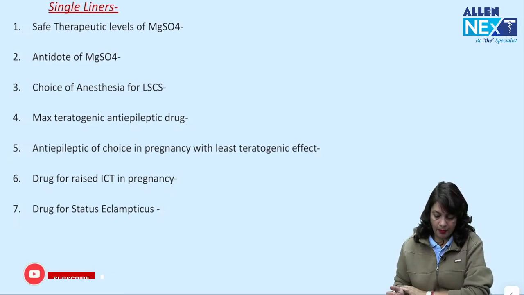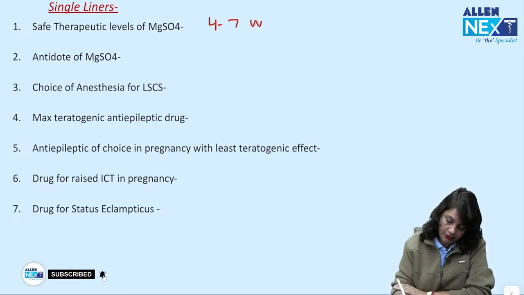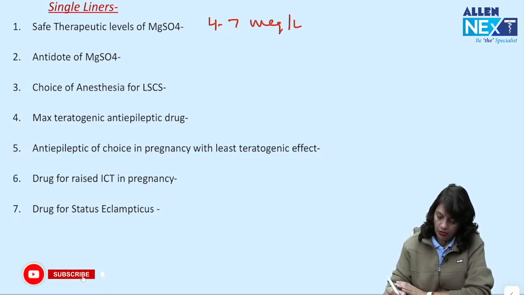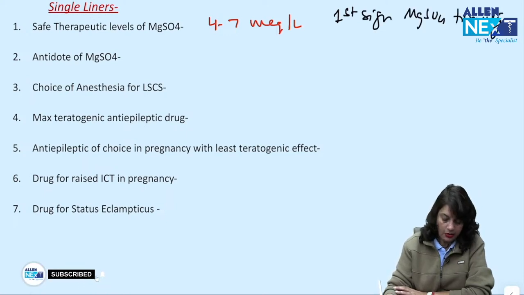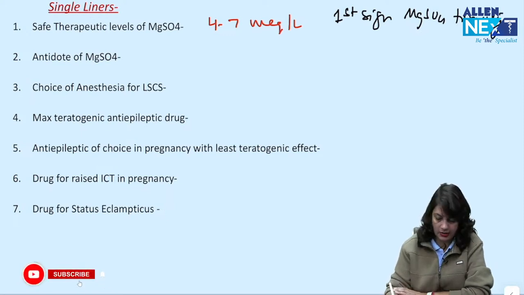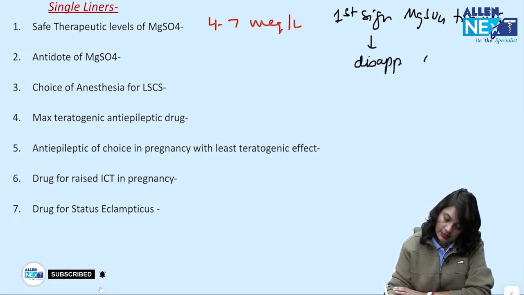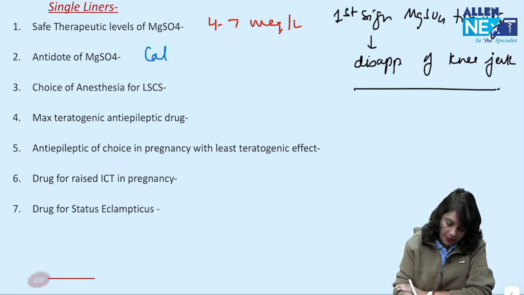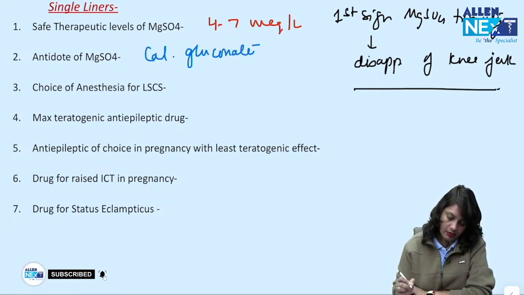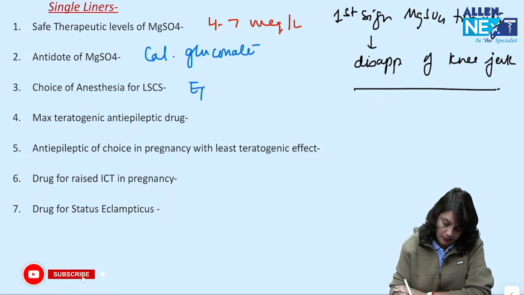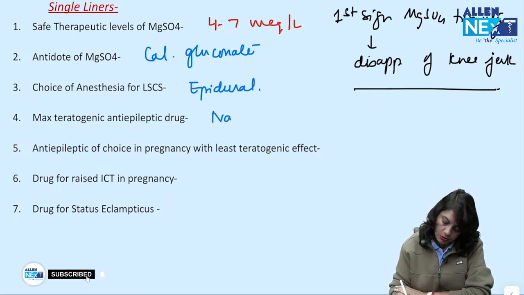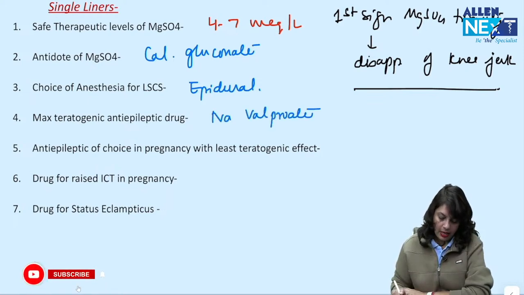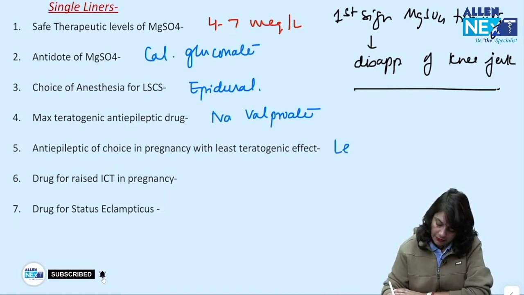Now single liners. Safe therapeutic level of magnesium sulfate is 4 to 7 milliequivalents per liter. What is the first sign of magnesium sulfate toxicity? First sign of magnesium sulfate toxicity is disappearance of knee jerk. What is the antidote of magnesium sulfate? Calcium gluconate. What is the choice of anesthesia for cesarean? Epidural. Maximum teratogenic anti-epileptic drug? Sodium valproate. Anti-epileptic of choice in pregnancy with least teratogenic effect?